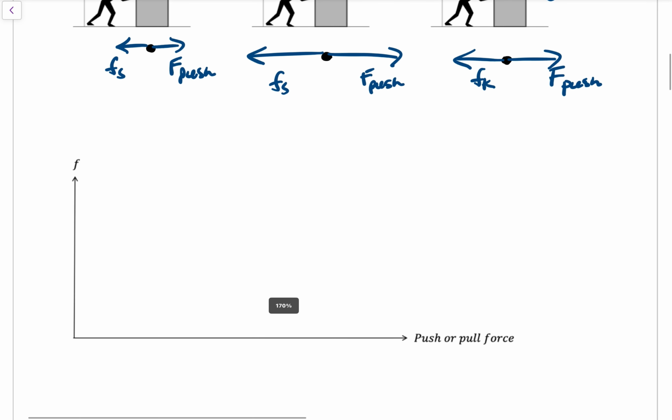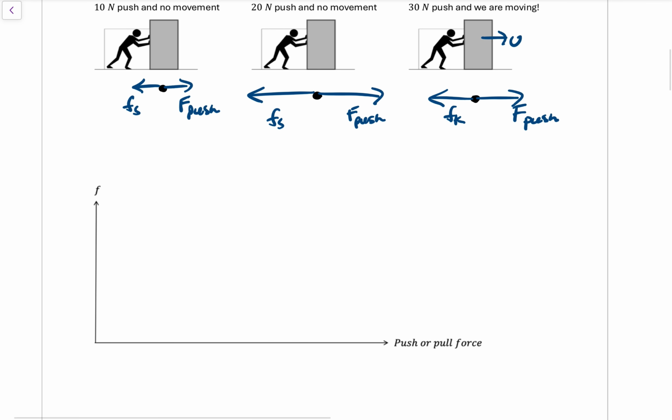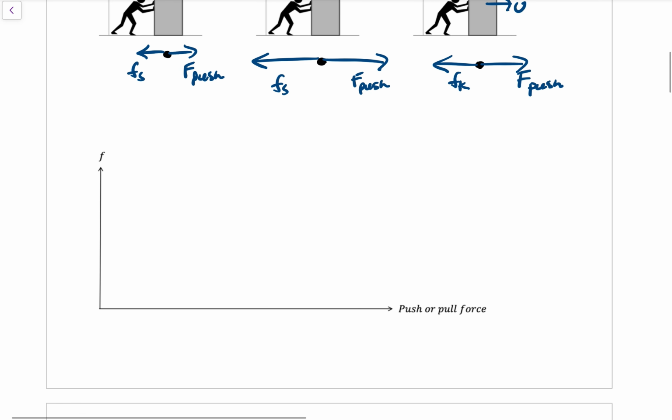So if we express this, I think it's sometimes helpful to think about this in an XY type of graph here. So here on the horizontal axis, we have the push or the pulling force. So this is like some F. I'm going to make this very generic. So some F applied, right? I'm applying a force to an object in some direction. And then over here on the vertical axis, this is our friction.